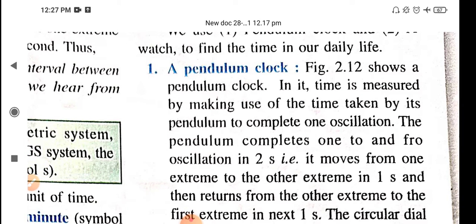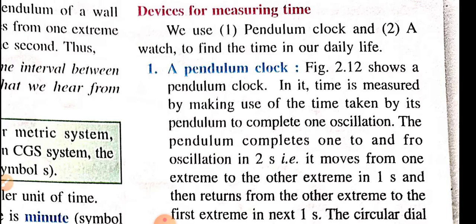In it, time is measured by making use of the time taken by its pendulum to complete one oscillation. The pendulum completes one oscillation in 2 seconds. It moves from one extreme to the other extreme in 1 second and returns from the other extreme to the first extreme in the next 1 second.